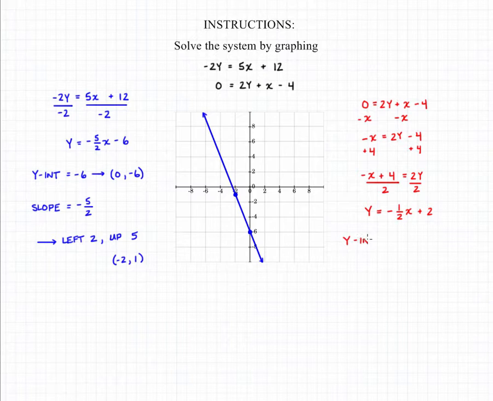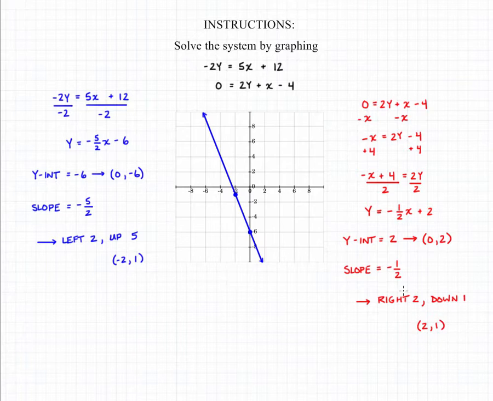From here, we know the y-intercept has to be +2, which means the point 0, 2 is going to be on our graph of this line. And we know the slope is -1/2. That tells us that to get to our next point, we can go right 2 and down 1. And that will give us our second point, which is 2, 1. And we can plot those points in that graph as well.